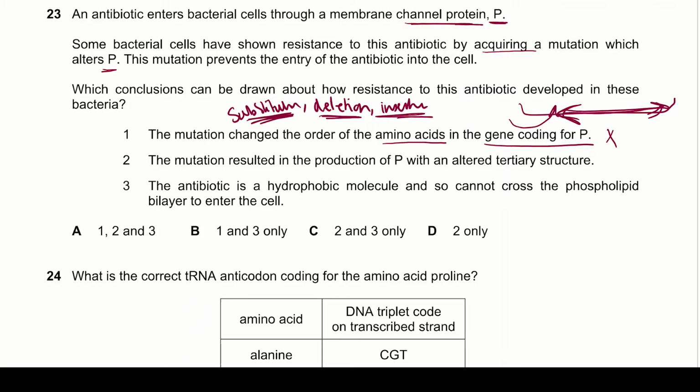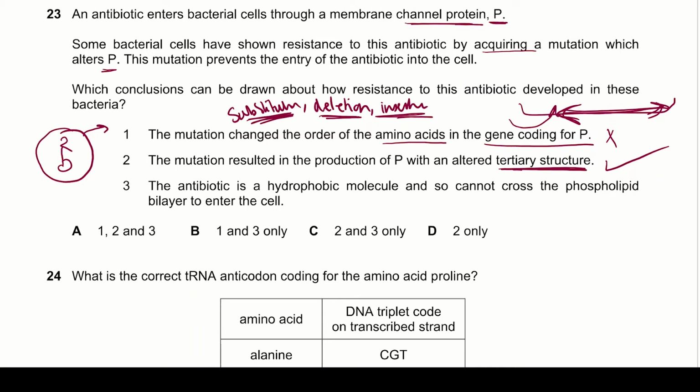2. The mutation resulted in the production of P with an altered tertiary structure. Yes, this is correct because amino acids have the side chains that determine which bondings takes place. So a mutation could result in a substitution with a different amino acid with the different R groups. And we all know that tertiary structures are held together by bonds.